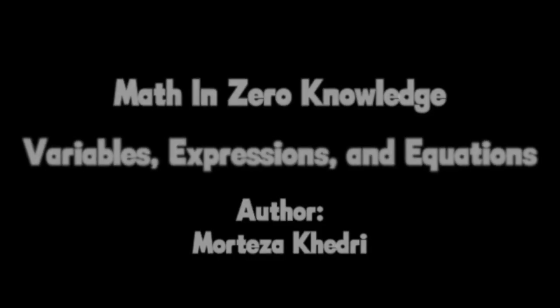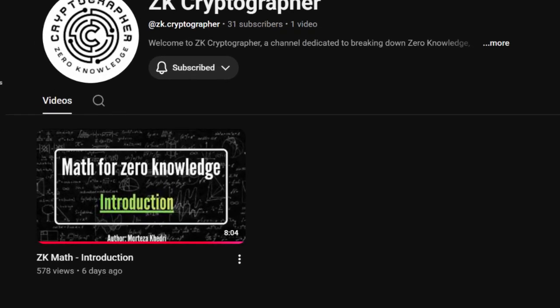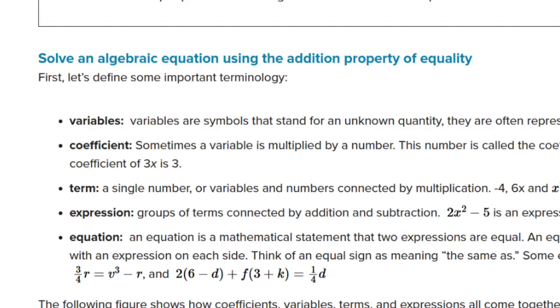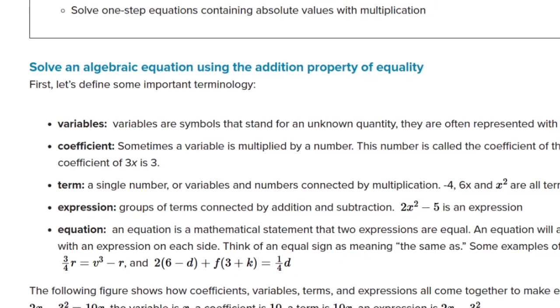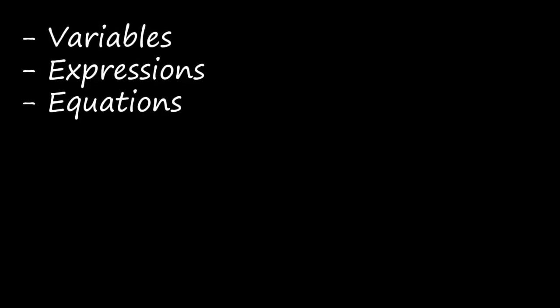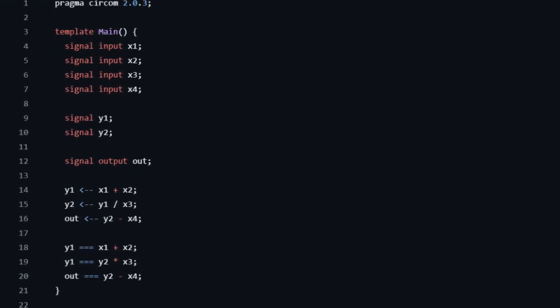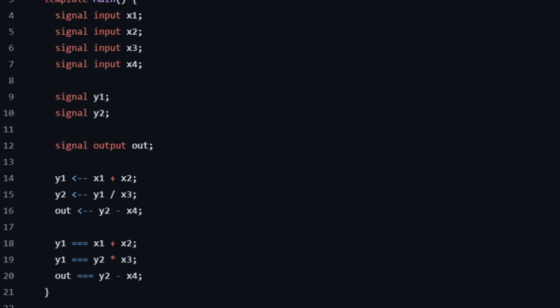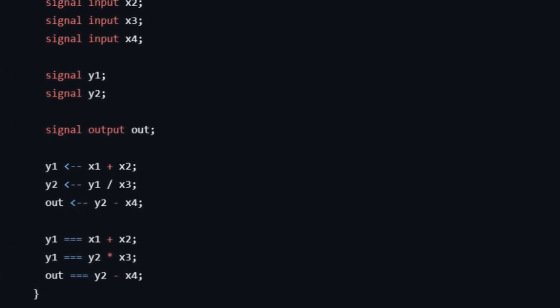In the previous video, we talked about why mathematics is important for zero-knowledge proofs and cryptography. Today, we are going to start with one of the most fundamental concepts of mathematics: variables, expressions, and equations. At first, the topic may seem simple, but don't underestimate it. Almost every cryptographic protocol and zero-knowledge system is ultimately built from mathematical equations. If you look at a ZK circuit, what you'll find underneath are variables connected together by equations and constraints.